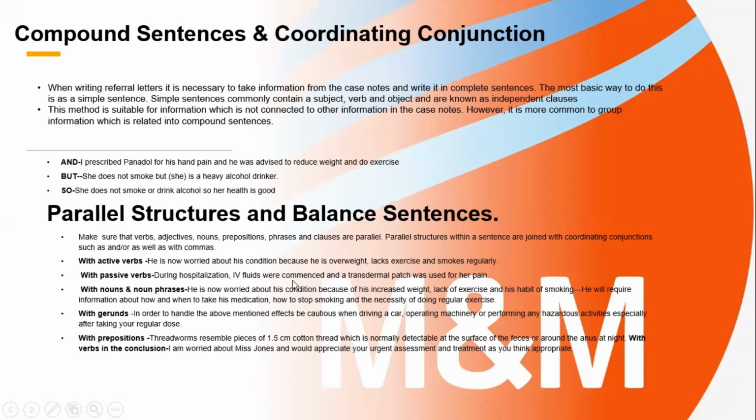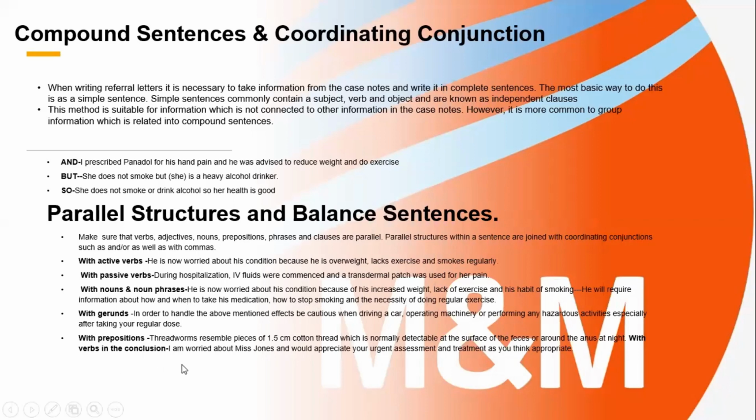We can see that there are some errors we might make. If we change the form, for example, using active in the first part and passive voice in the other when making a compound sentence, it is an error. And with a noun phrase: he's now worried about his condition because of his increased weight, lack of exercise, and his habit of smoking. He will require information about how and when to take his medication, and how to stop smoking. So you can see that we are using the same noun or noun phrase, right? These are a few examples to make the concept of parallel sentence structure, or balanced sentence, clear.